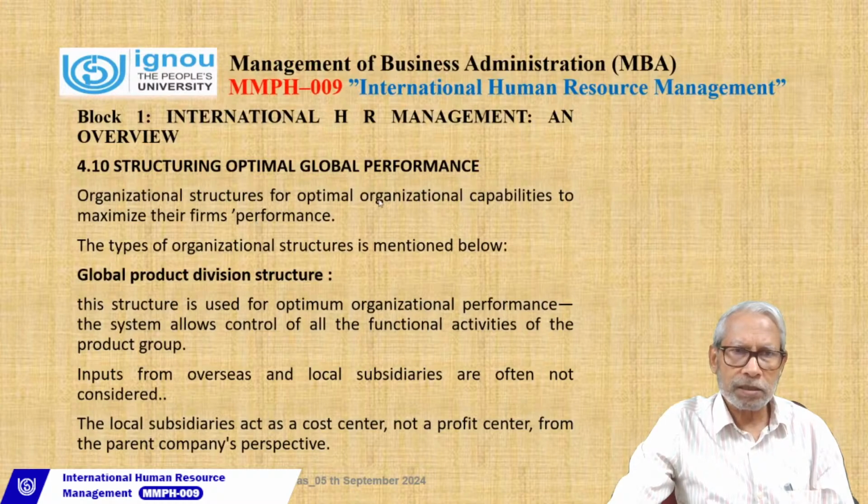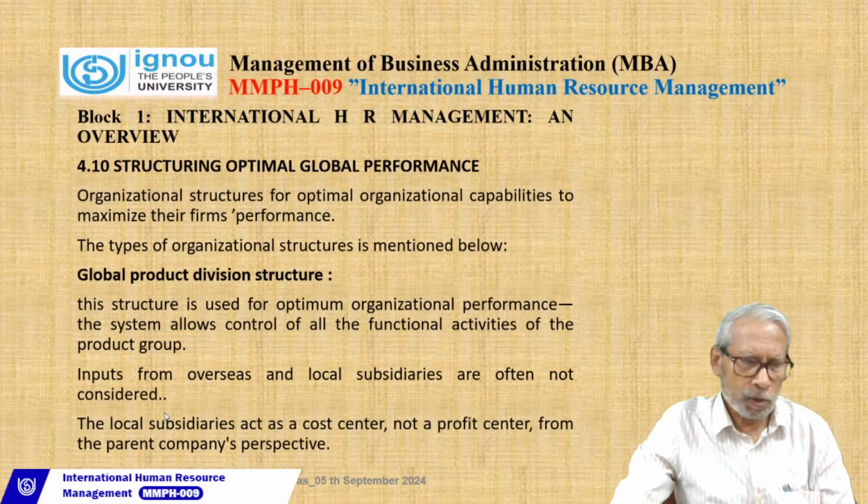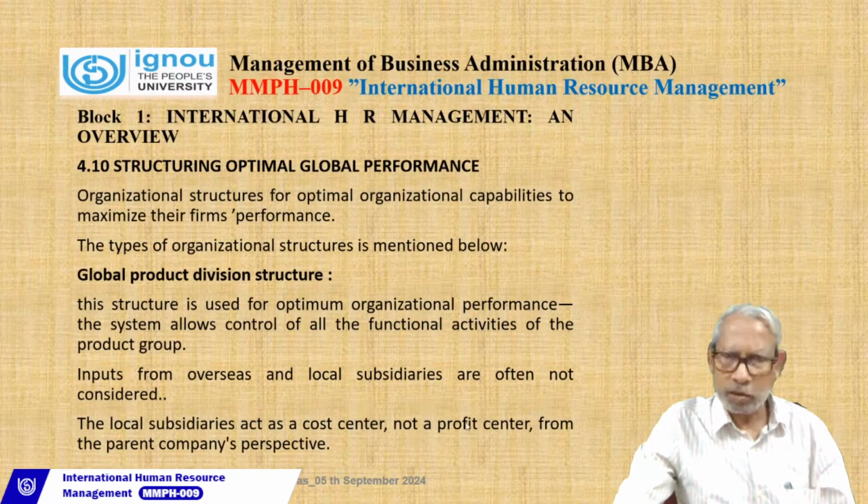The regional structures and their capabilities maximize the firm's performance. Now the global product division structures. How to structure the things? The structure is used for optimal organizational performance. The system allows control of the functional activities in the group. Inputs from the overseas and local subsidiaries are often not considered. Then the local subsidiaries act as a cost center, not a profit center, from the company's perspective.